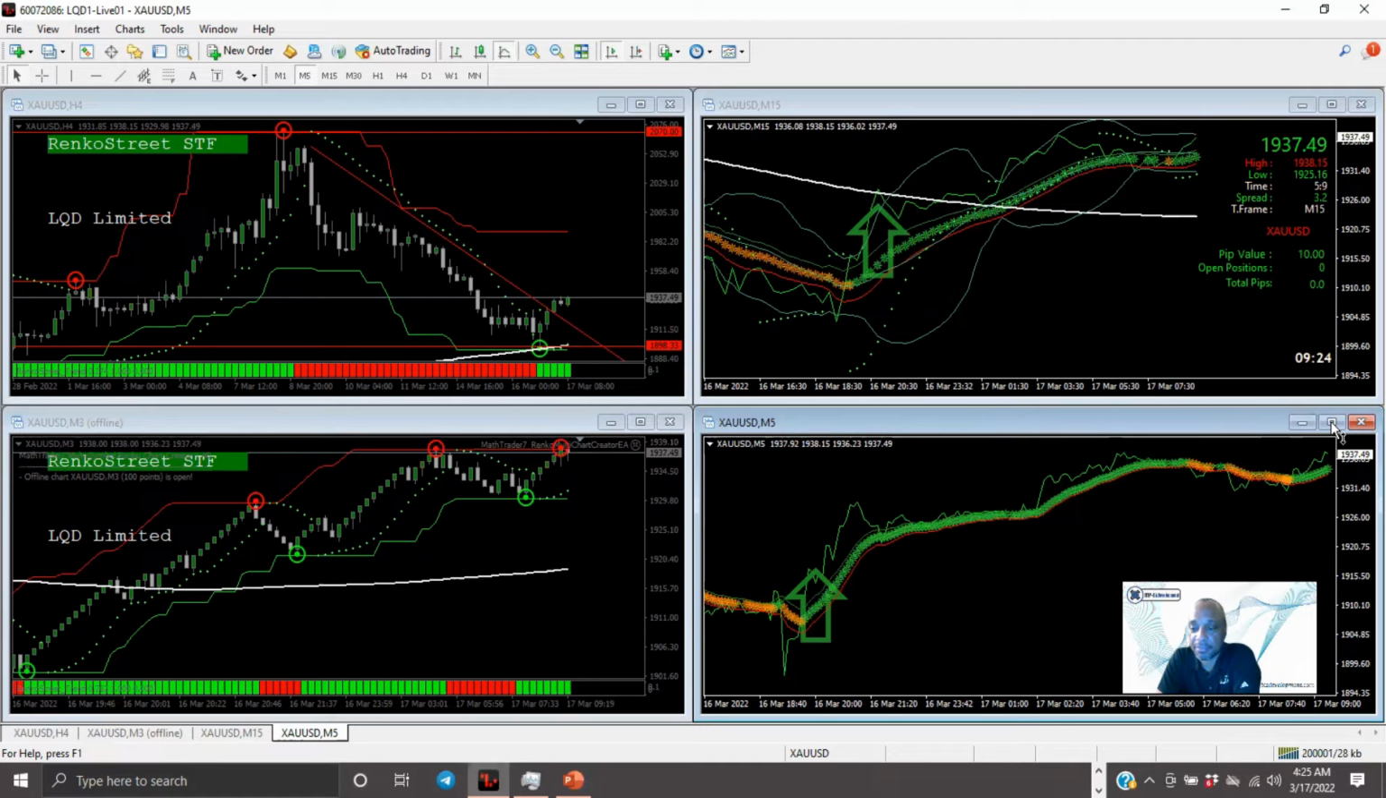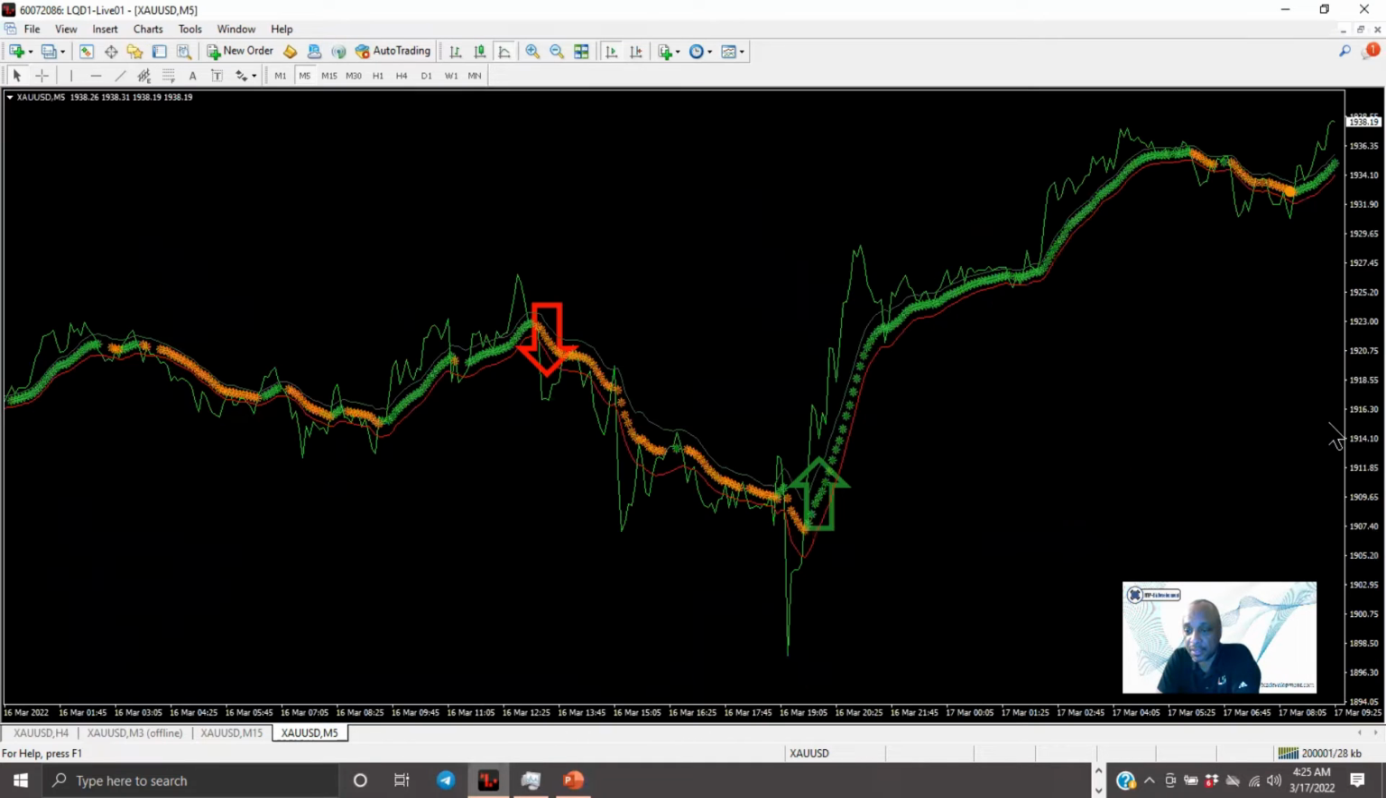Let's take a look at our 5 minute and notice that the down arrow that we had has been invalidated, and as such, we're looking at correlation between the 15 and the 5 minute just occurring. So I will take a position. I will buy that position from my phone, which makes it a lot easier.